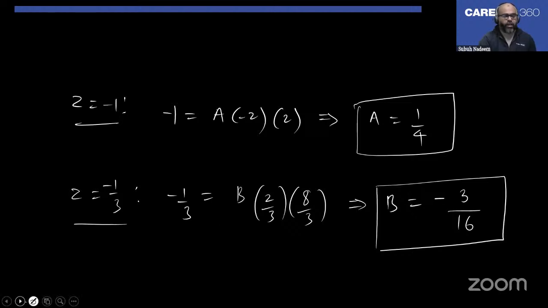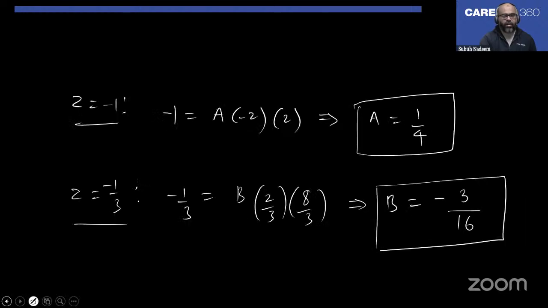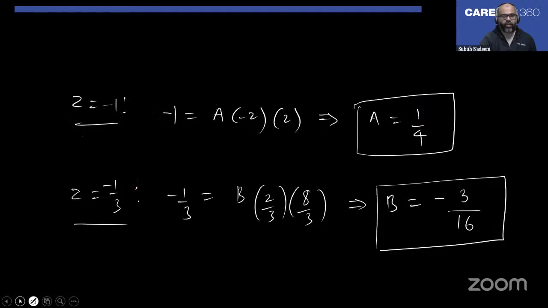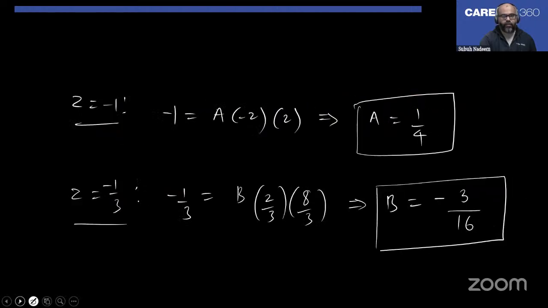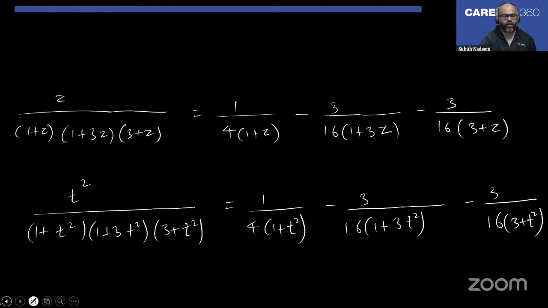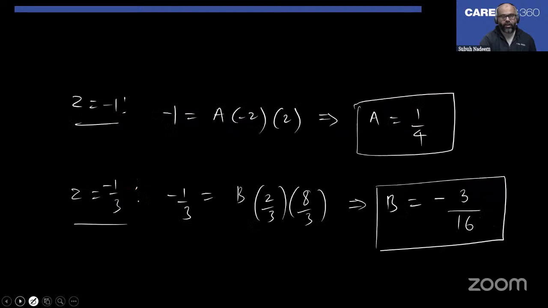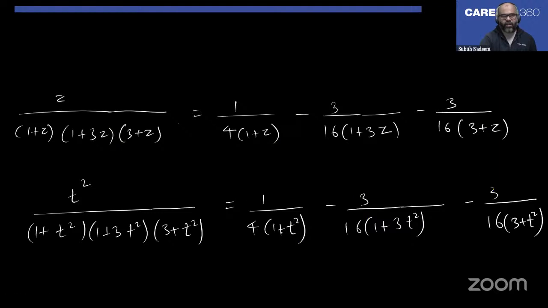Okay. Now this can be written as a, which is coming out to be 1 by 4. This becomes this, and 1 plus 3z is with b, that is minus 3 by 16. And then we have c by 3 plus z, so minus 3 by 16, 3 plus z. Now t square we put back. So this becomes like this.